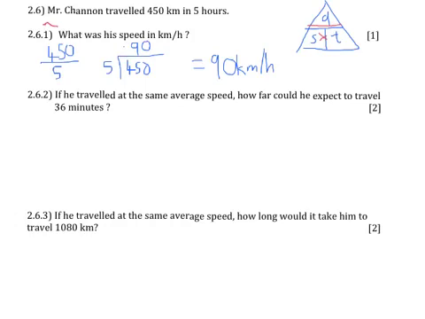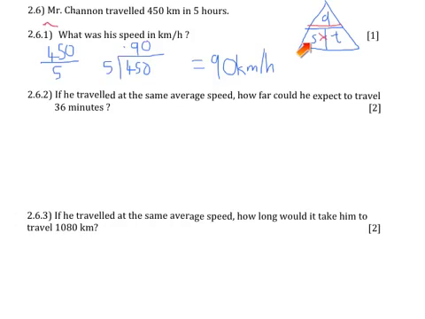Then the next question: if he traveled at the same average speed, how far could he expect to travel in 36 minutes? Here we have to be a little bit wary because we've been given a different unit. If he's traveled at the same average speed, that's the 90 kilometers per hour we've worked out. It asks how far, and far is distance, so we're going to work out the distance. Time is 36 minutes. But here we can't work with minutes because we're talking about speed in terms of kilometers per hour.